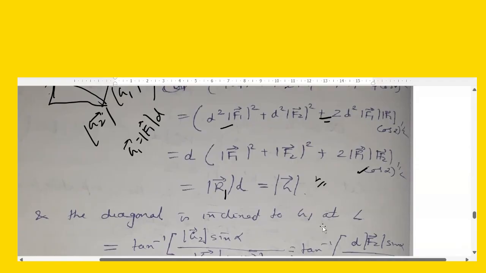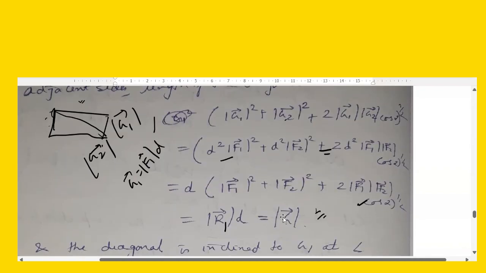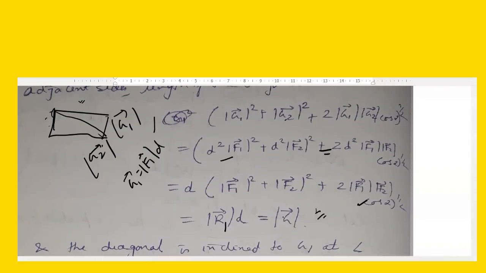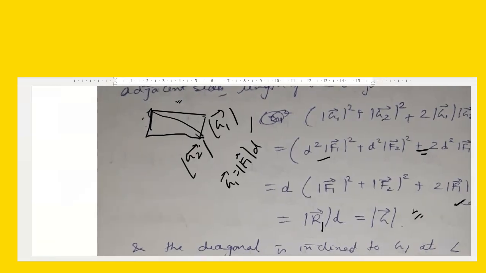What is the angle alpha? At some angle, what is the angle? So suppose I name it as inclined at G1. So this is the figure, right? Let me just shift it. So this is the figure here, and let's say the angle is beta. I'm trying to find out tan beta. So what is tan beta?